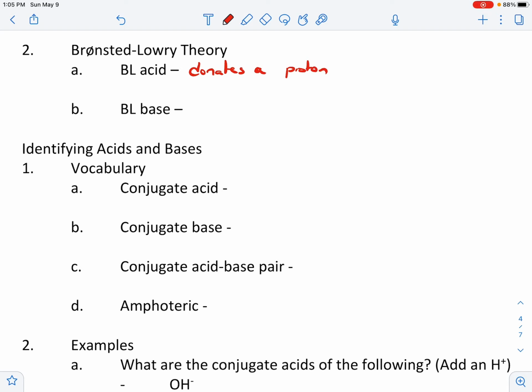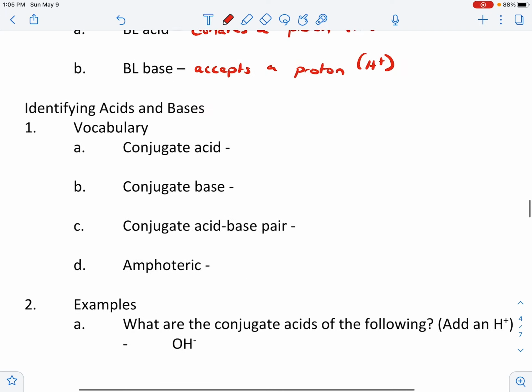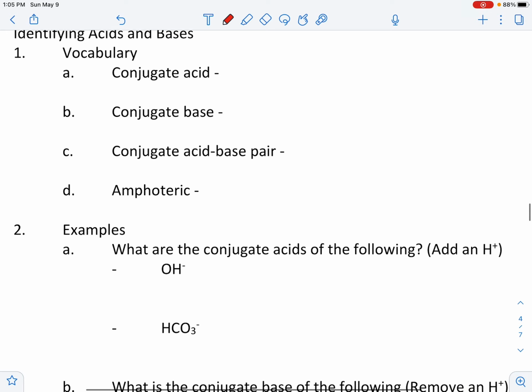And in this case, they're thinking of a proton as an H plus. All right, so it donates a proton, so it gives up an H plus. And then a Bronsted-Lowry base is one that accepts a proton or takes on that H plus. So you kind of have to follow the path of the H in this case to kind of figure these out.